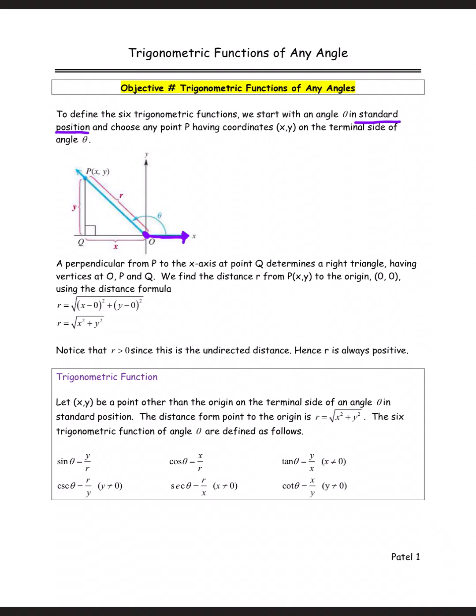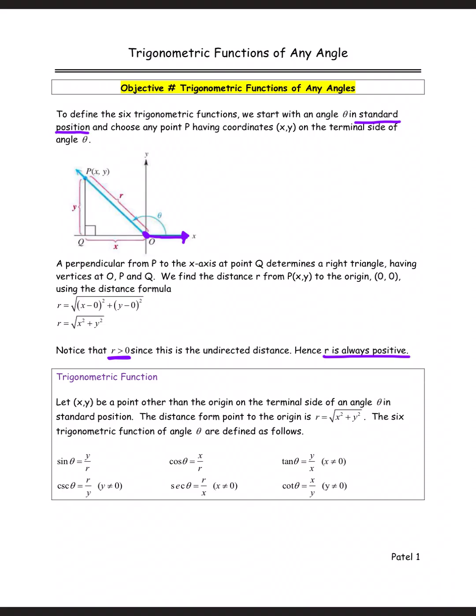A perpendicular from P to the x-axis at a point Q determines a right triangle having vertices OPQ. We find the distance r from P (x, y) to the origin (0, 0). We use the distance formula, so r is equal to the square root of (x minus 0) squared plus (y minus 0) squared. That's just going to give us r equals the square root of x squared plus y squared. Notice that r always has to be positive. No matter what, r is always positive, because it's the distance.